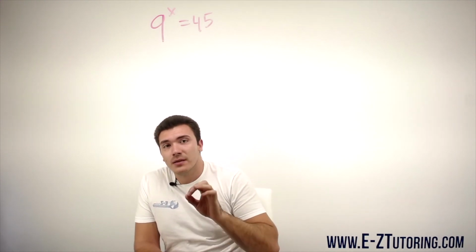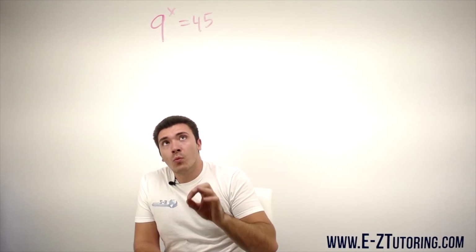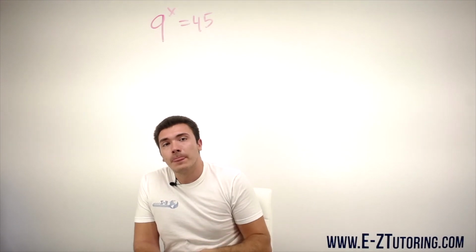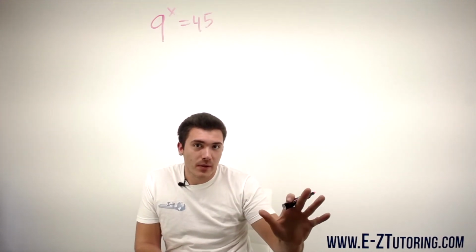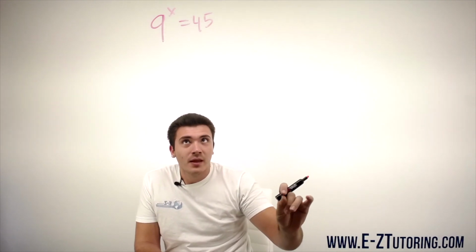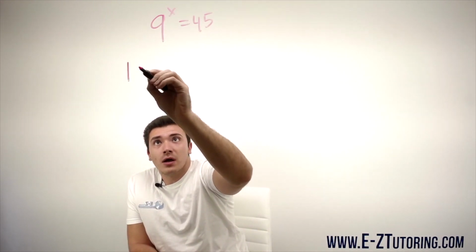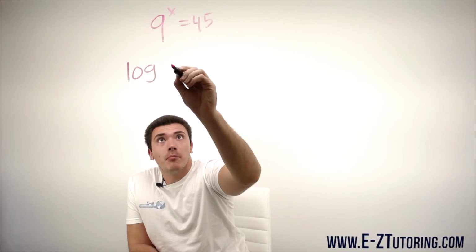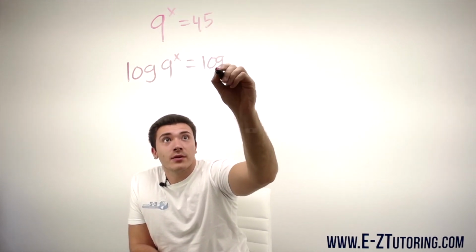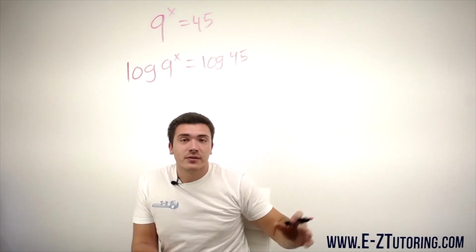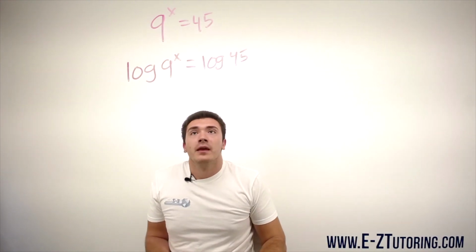Well, one rule that we're allowed to do, whatever you multiply on the left side, you're allowed to multiply on the right side, right? So let's go ahead and put a log on both sides. This you are indeed allowed to do by the rules of math.